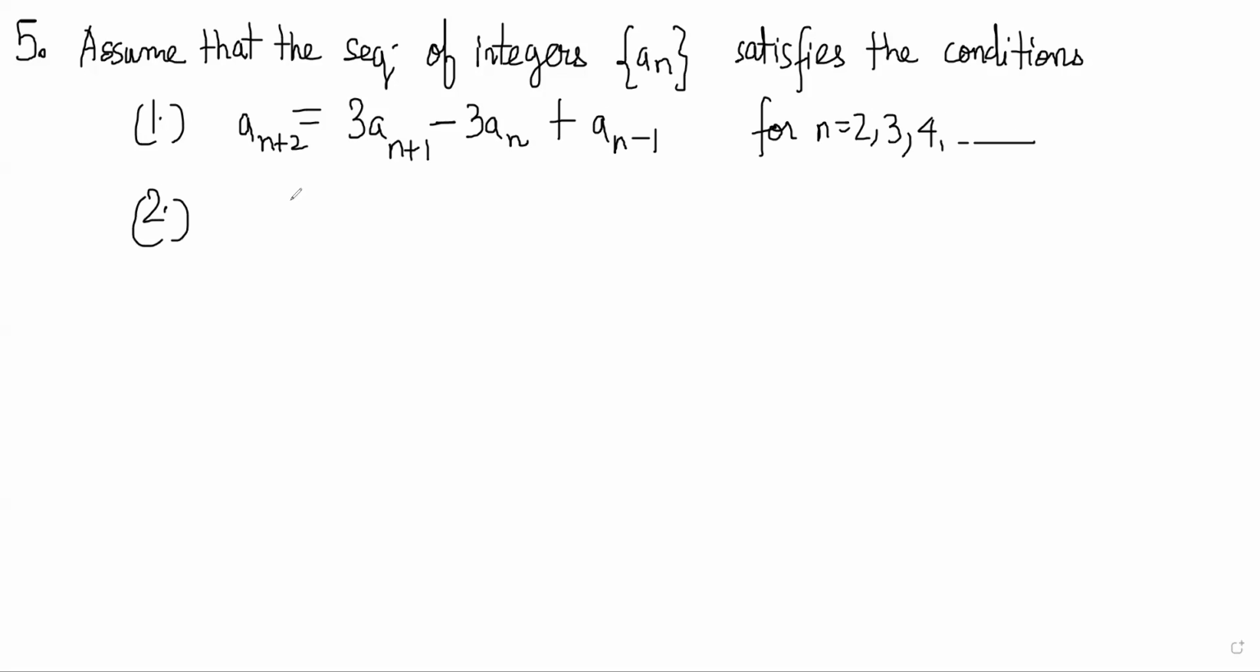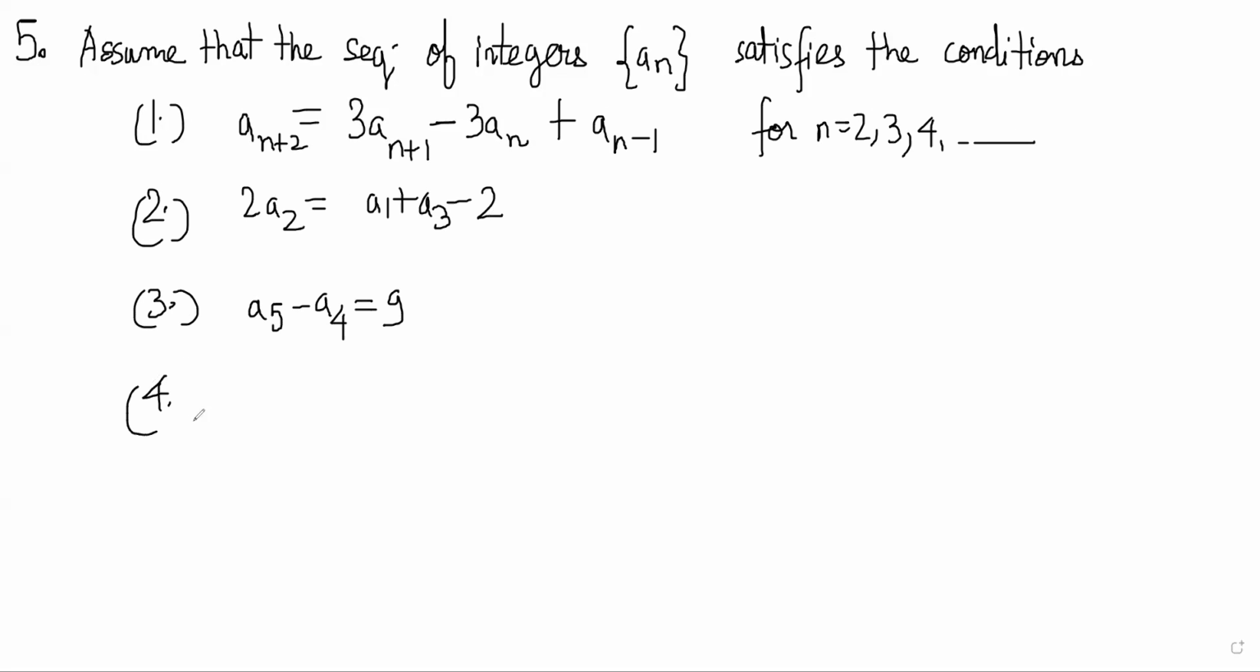Second condition is twice of a2 is equal to a1 plus a3 minus 2. Third condition is a5 minus a4 is equal to 9. And fourth condition is a1 is equal to 1. You have to find Sn for the sequence an.